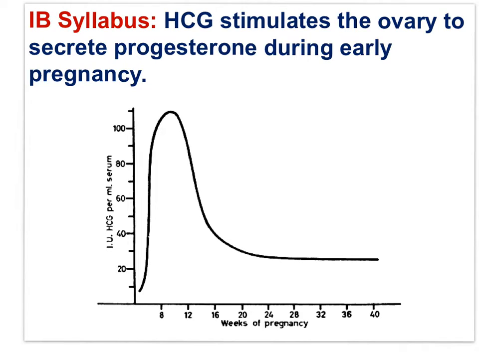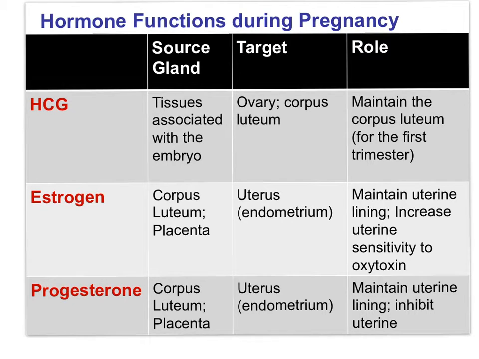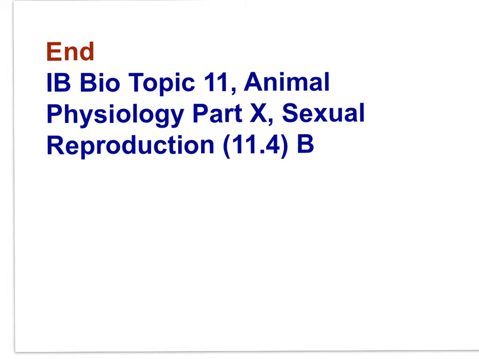Home pregnancy kits use monoclonal antibodies to test the urine for the presence of HCG. If HCG is detected in the urine, pregnancy has occurred. Here is a table that outlines the functions of HCG, estrogen, and progesterone. This is a slide you can study on your own. I shouldn't need to review this material again. And that brings us to the end of IB Bio Topic 11, Animal Physiology, Part 10, Sexual Reproduction, B.